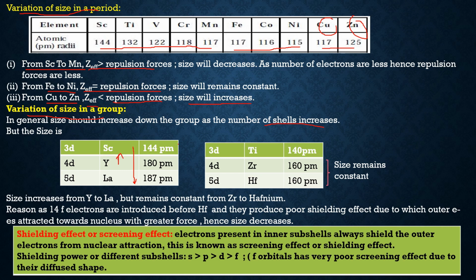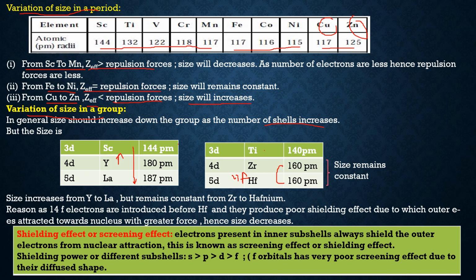Now this is not the case for the second member, that is titanium, zirconium and hafnium. On moving from titanium to zirconium, the size increases as the regular trend, but on moving from zirconium to hafnium, the size is nearly constant. Now why is it so? It is because before the electron enters into hafnium, 4f electrons are introduced, that is, 14 electrons in the f subshell are filled.